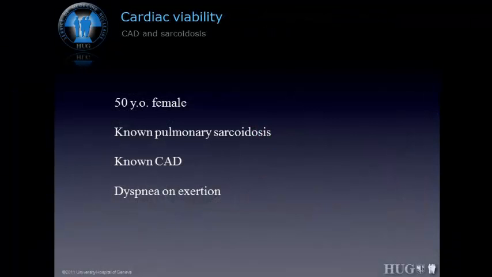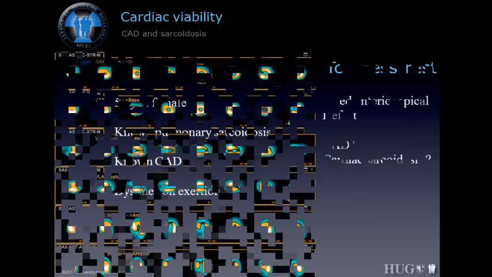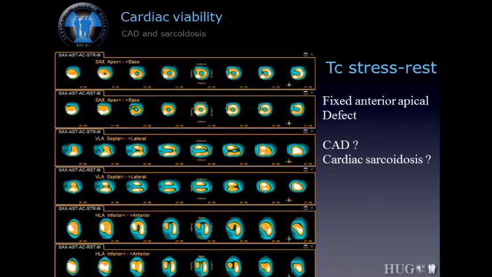Another interesting application of PET-MR in the future might be to discriminate, in special cases, CAD and active sarcoidosis. Here is a case of a 50-year-old female with known pulmonary sarcoidosis, known coronary artery disease, and dyspnea on exertion. We didn't know: is this dyspnea related to sarcoidosis, or is it related to active CAD, so stress-dependent ischemia?